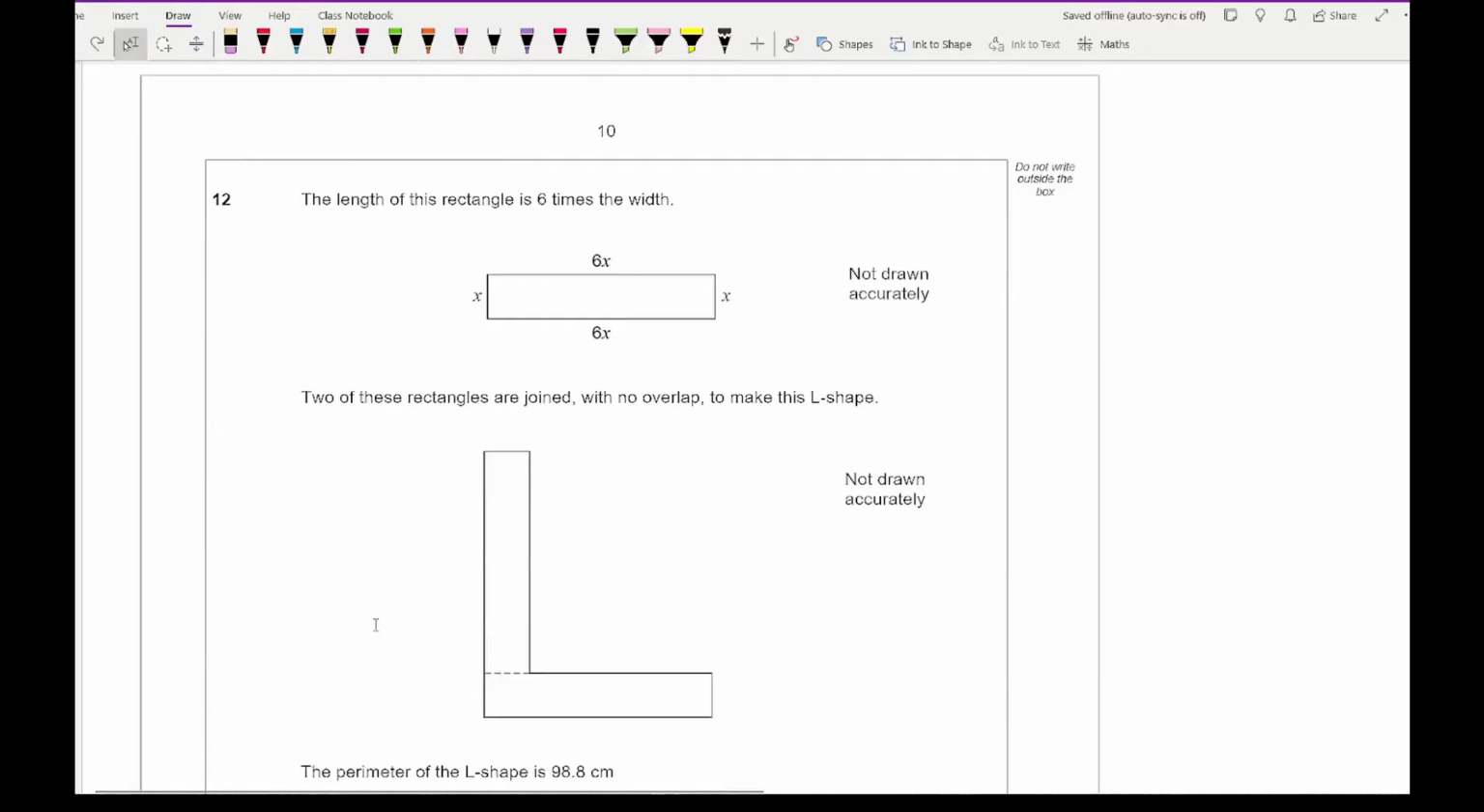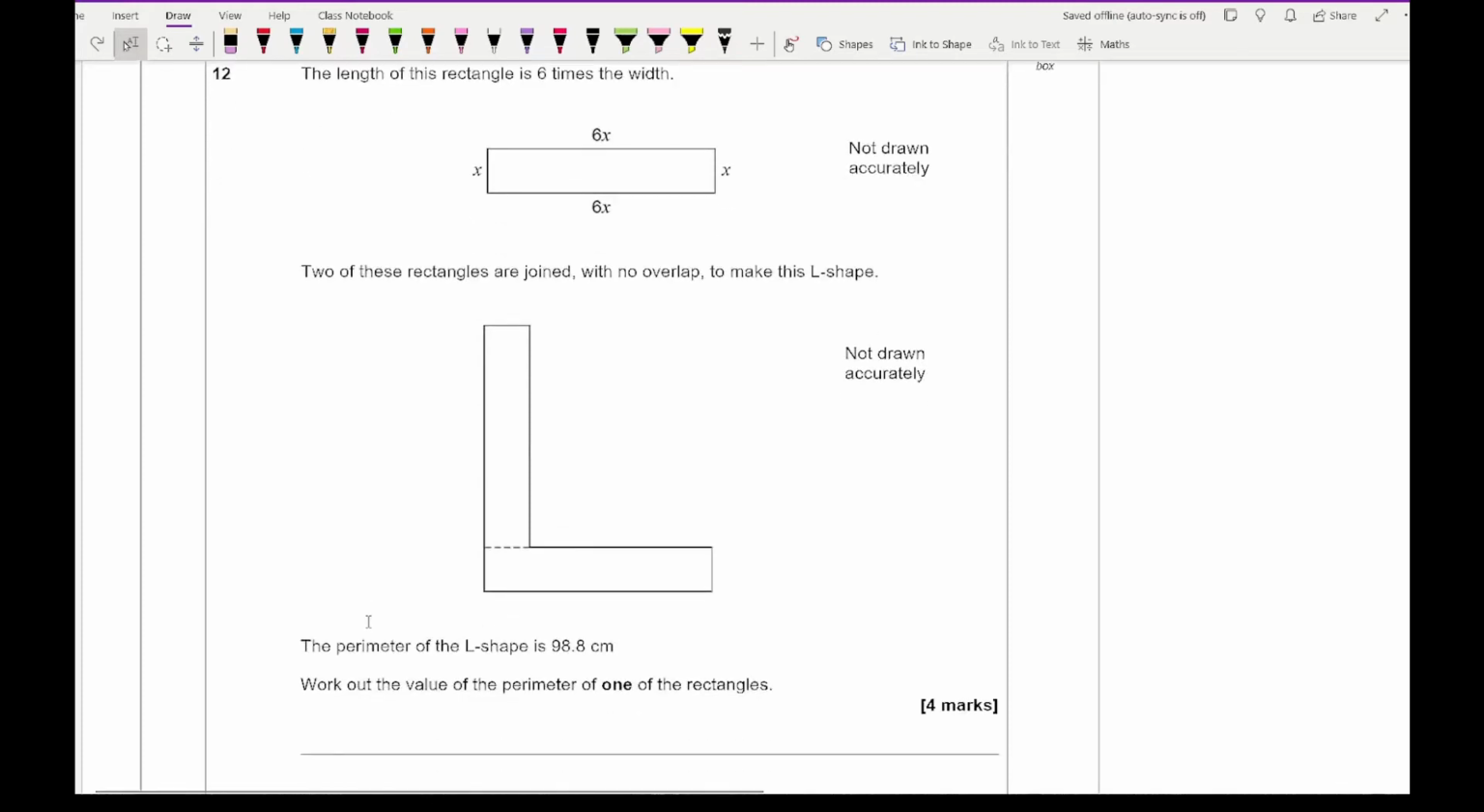Moving on to question 12, it says the length of a rectangle is 6 times the width. Two of these rectangles are joined with no overlap to make an L shape. The perimeter of the L shape is 98.8 centimeters. Work out the value of the perimeter of one of the rectangles.